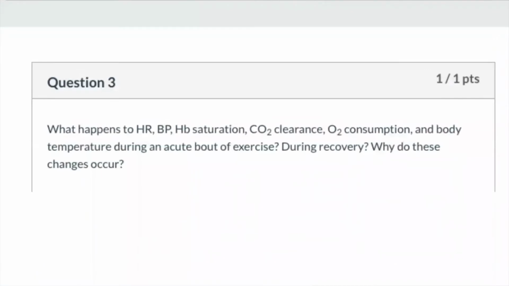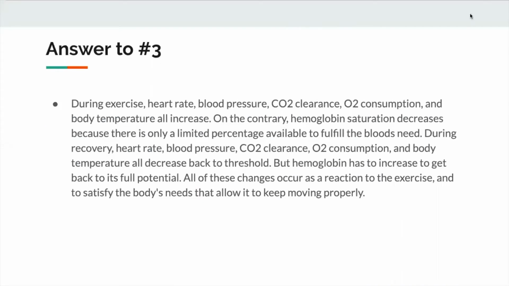On to question 3, what happens to heart rate, blood pressure, hemoglobin saturation, carbon dioxide clearance, oxygen consumption, and body temperature during an acute bout of exercise and during recovery, and why do these changes occur? Okay, and on to answer 3. During exercise, heart rate, blood pressure, carbon dioxide clearance, oxygen consumption, and body temperature all increase. On the contrary, hemoglobin saturation decreases because there is only a limited percentage available to fulfill the blood's need.